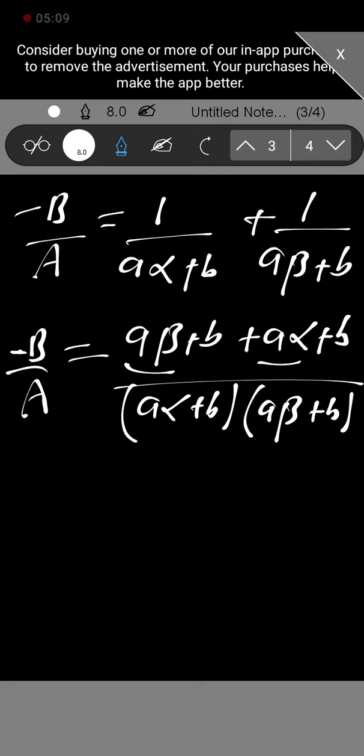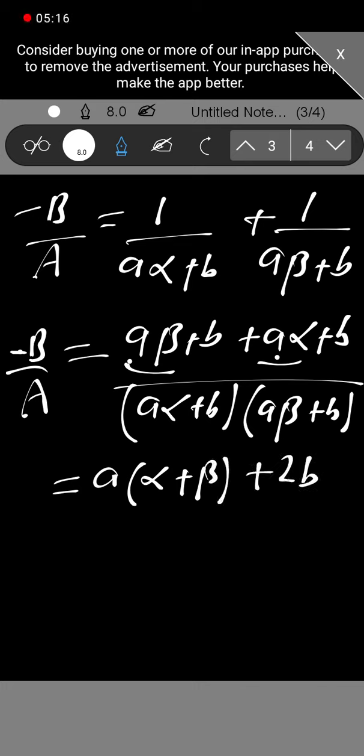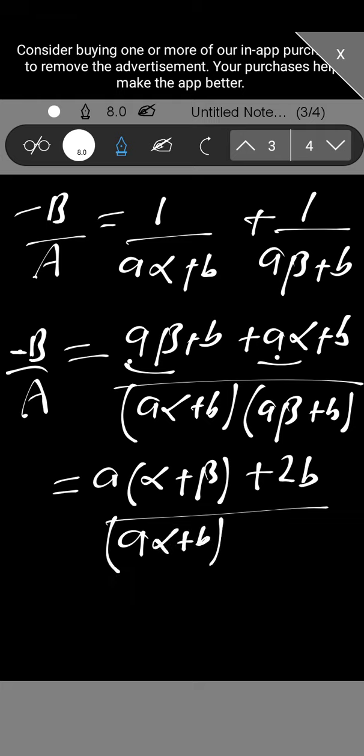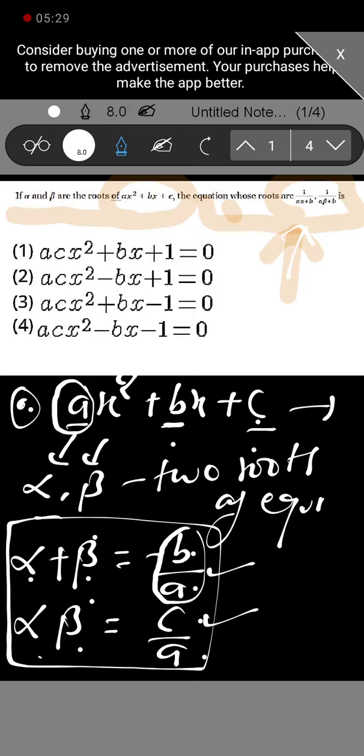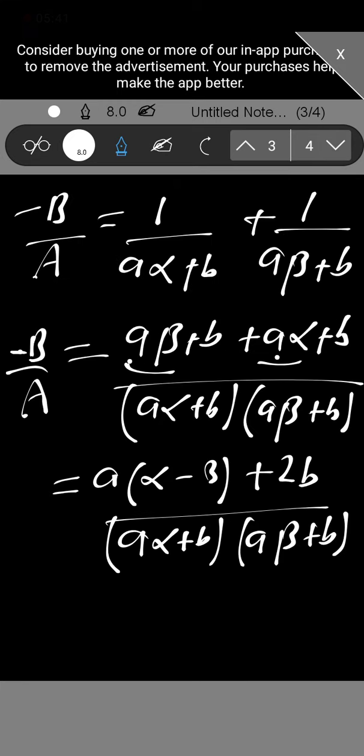Then let's solve it. When we add these two terms, we can take a as the common. When we take a common, what we get? We get a times alpha plus beta plus 2k b upon this term, that is a alpha plus k b, and here we have a beta plus k b. And what is the value of alpha plus beta? We can observe it from the first equation. Alpha plus beta was minus b by a, so in place of alpha plus beta, I can write minus b by a.